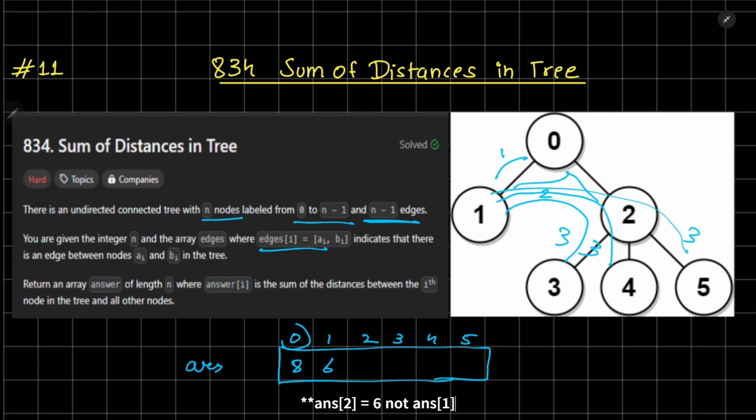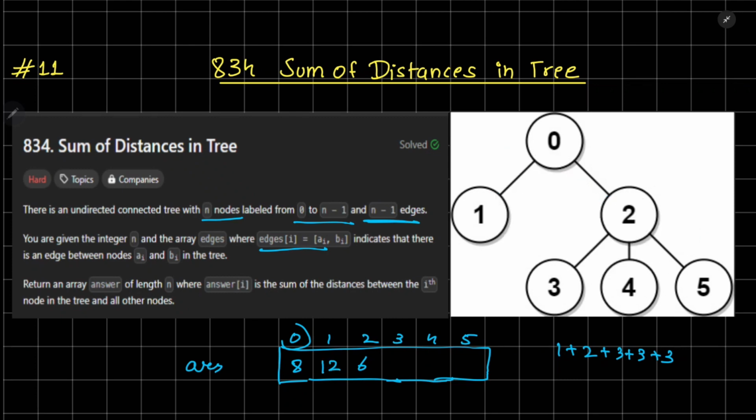So our final answer for this would be for 1, not for 2. For 1 we will have 1 plus 2 plus 3 plus 3 plus 3, that will be 12. And for 3, 4 and 5, the answer will be the same. If I check, from 3, node 1 is 3 distant, 2 is 1, 0 is 2, and 4 and 5 are 2 each. So the answer will be 3 plus 1 plus 2 plus 2 plus 2, that will be 10. So 10, 10, 10.